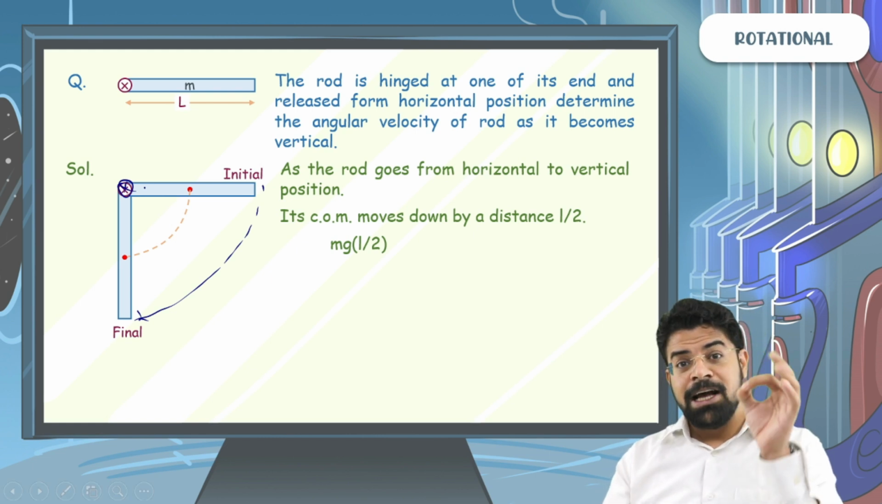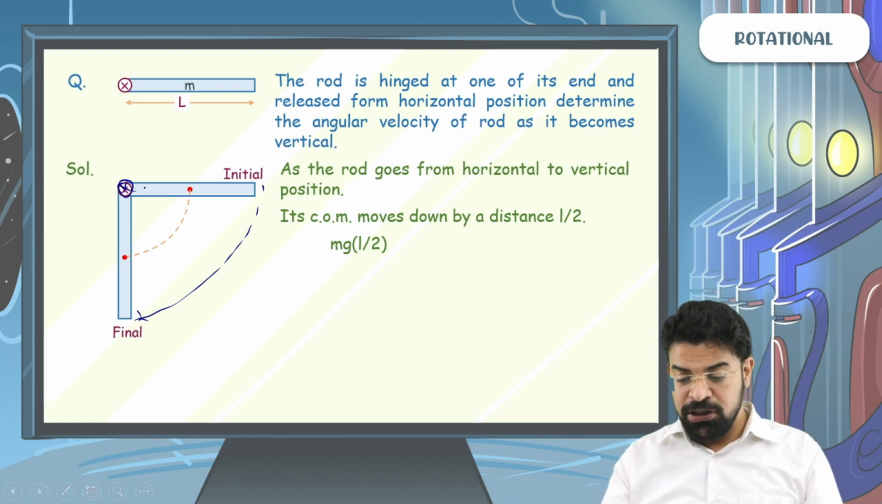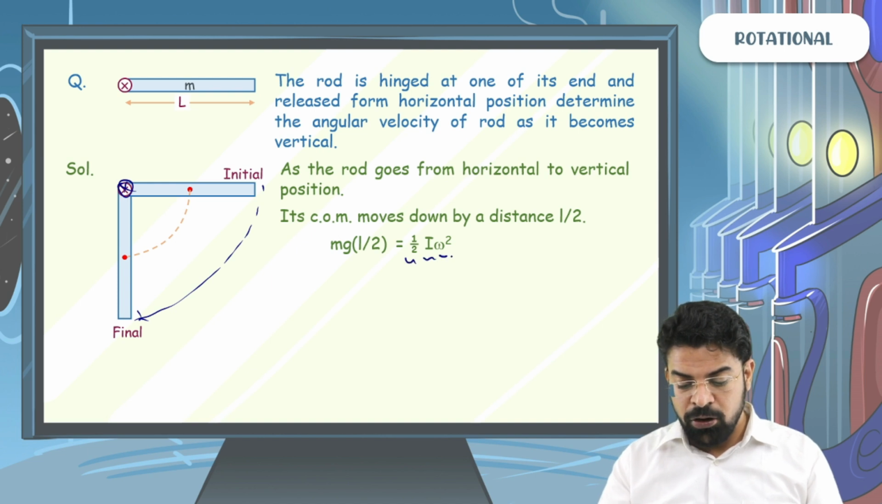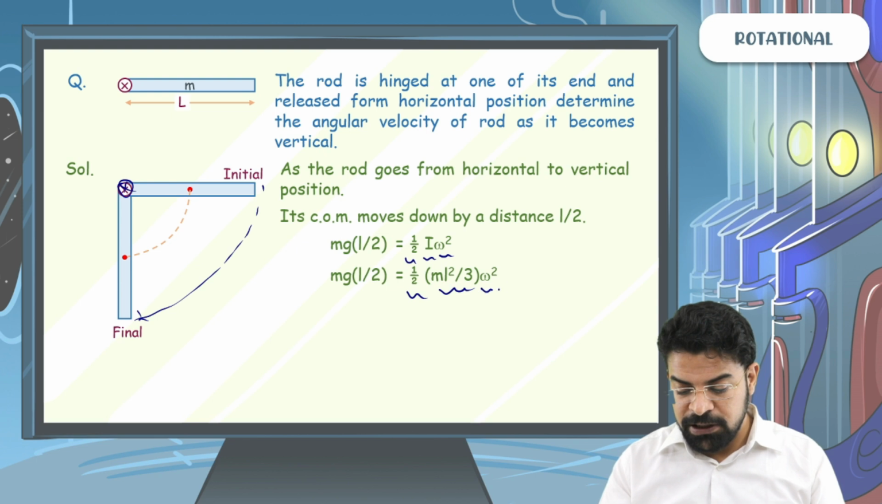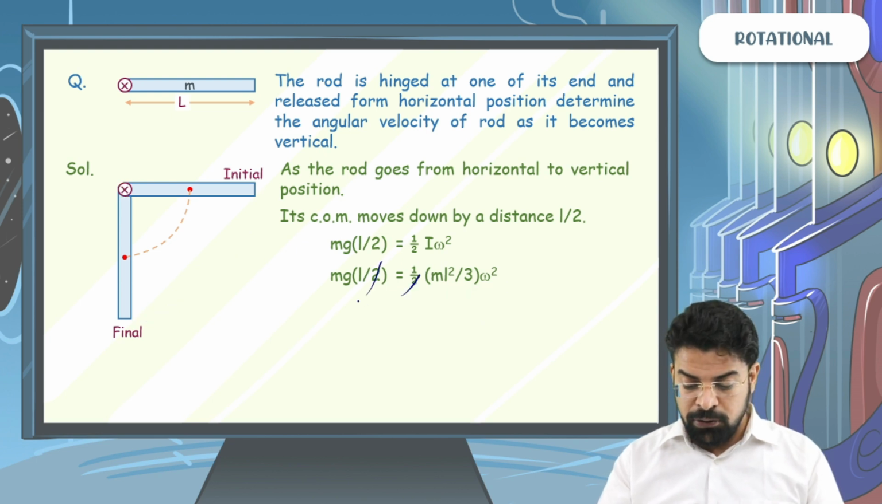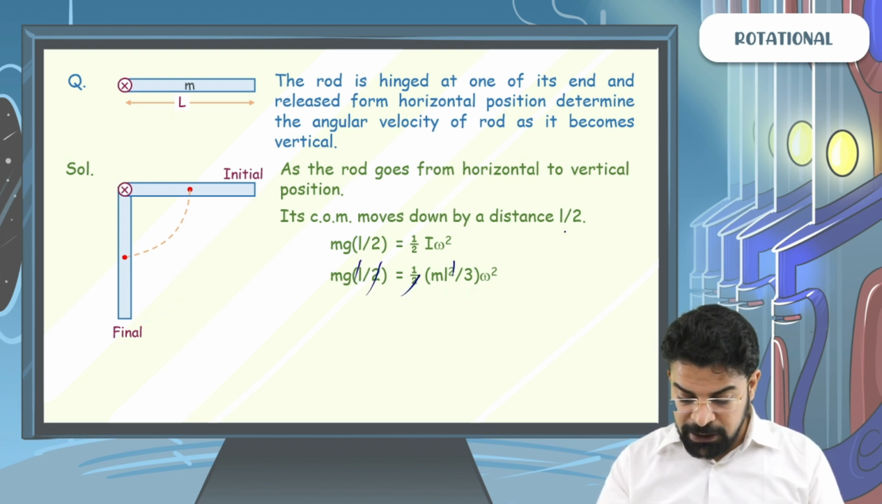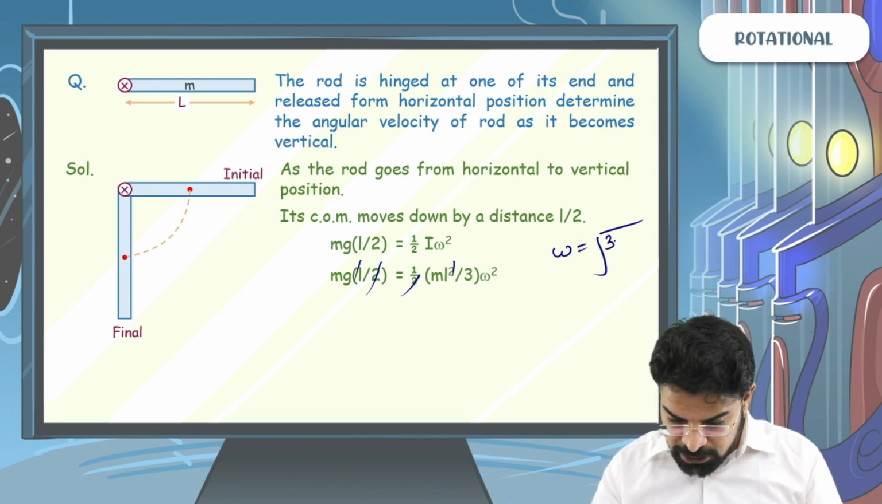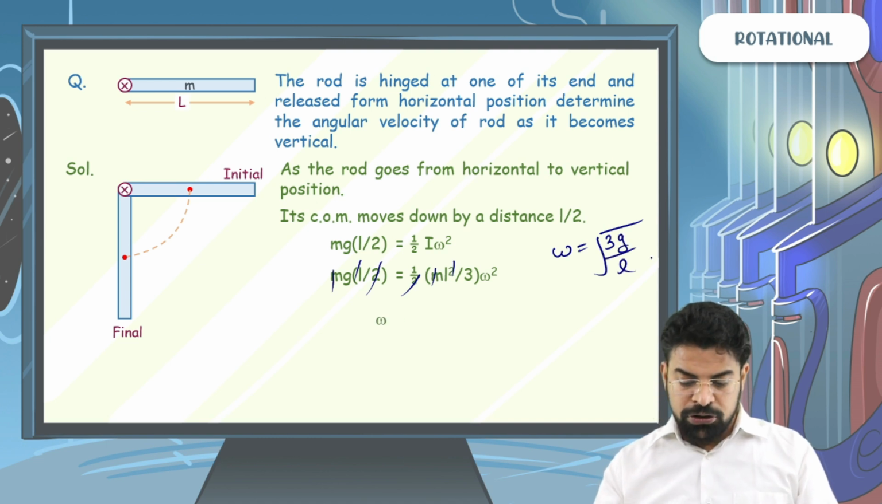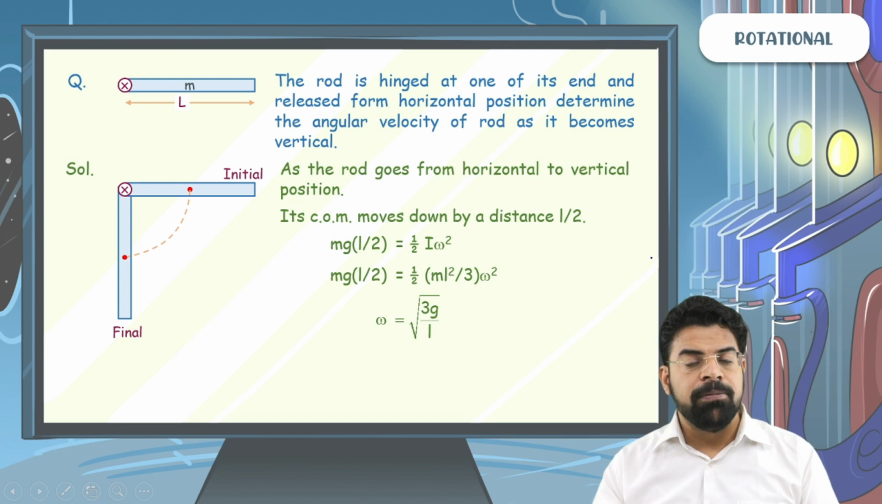Now the rod performs pure rotational motion about the hinge. Moment of inertia about the hinge is ml square by 3. So you will write this equal to half I omega square, and in place of I you can write half ml square by 3 into omega square. The 2 and 2 get cancelled, one L and L get cancelled, and m gets cancelled, so you get omega equals under root of 3g by L. So omega comes out to be under root of 3g by L.